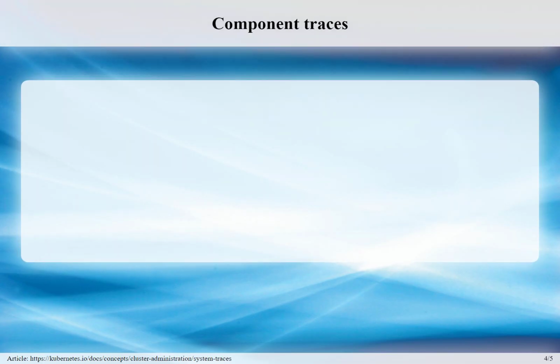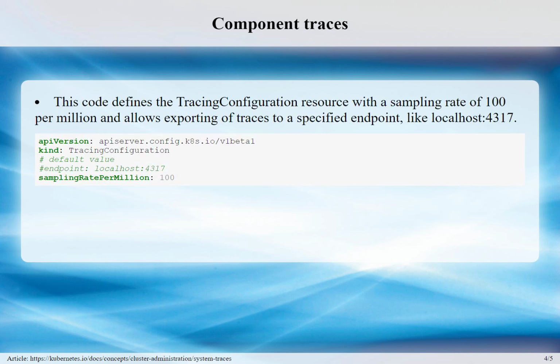Component traces. This code snippet defines a tracing configuration resource with the API version of apiserver.config.k8s.io/v1beta1. The tracing configuration specifies a sampling rate of 100 per million for tracing. The default endpoint value is commented out, but it can be specified as localhost:4317 for exporting traces.